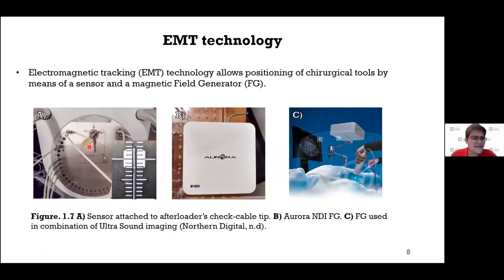So here is the afterloader, the research unit I use. In this afterloader, there is a cable, which is called a check cable. It makes sure that there are no obstructions when the radiation seed comes out. And this cable has a sensor attached to it. This sensor has electromagnetic tracking technology. This allows us to reconstruct the catheters and implants where the seed will travel through, if it is placed in a magnetic field generator like this one.